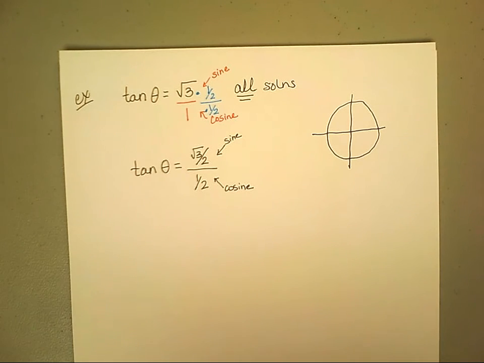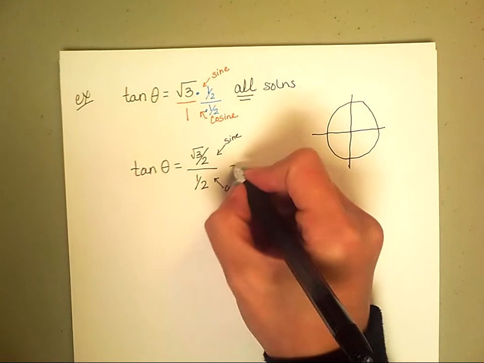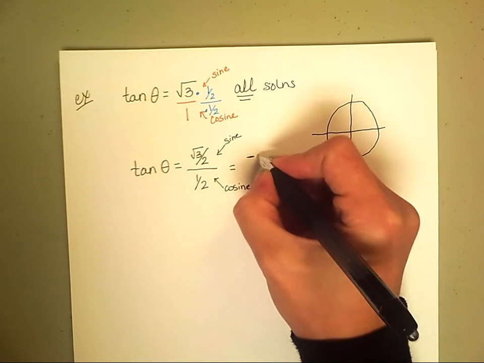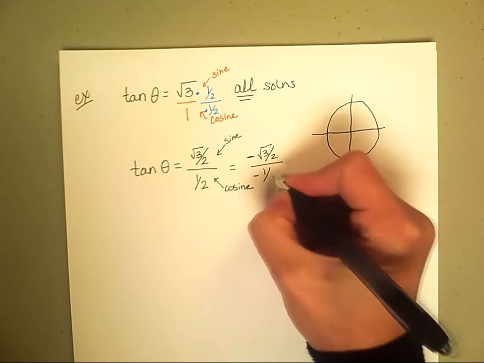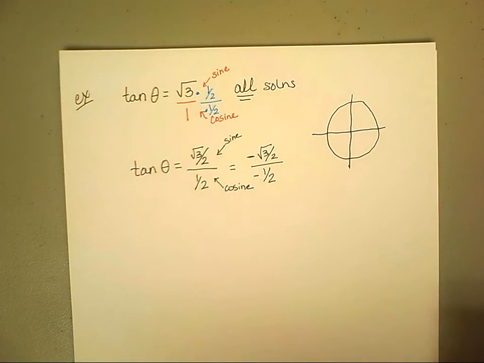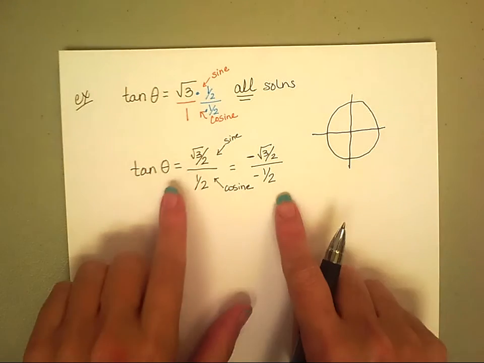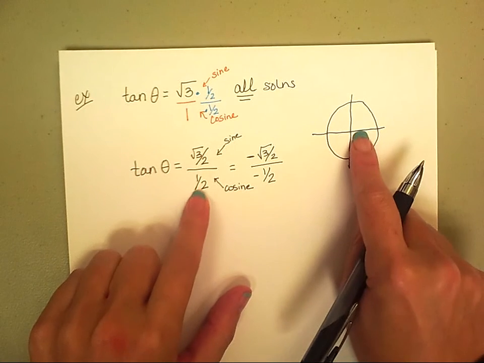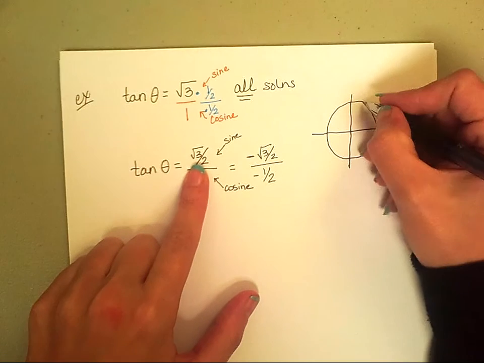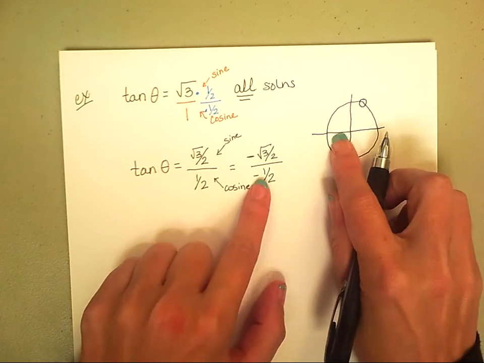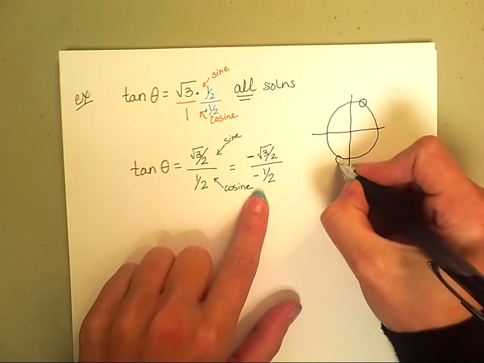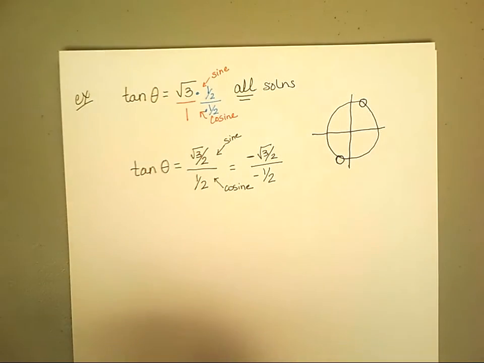Now, since we're dealing with a fraction, there's also one other possibility that would satisfy this equation. It could also be negative square root of 3 over 2 divided by negative 1/2. Okay, so I actually still have 2 positions on the unit circle that I'm looking for. So where is it that the cosine is 1/2 and the sine is square root of 3 over 2 happens here, and in the opposite direction, negative 1/2 and negative square root of 3 over 2 happens here.